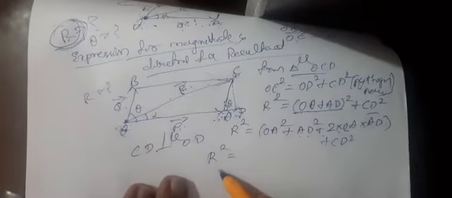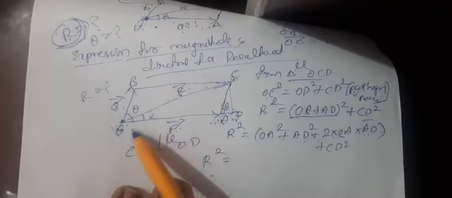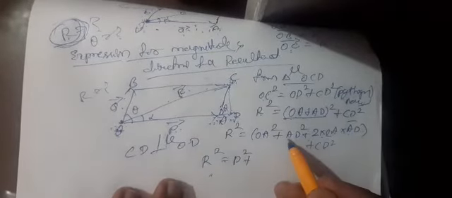A is called OA, AD is called B. Now plus CD square is as it is. So R square is equal to OA square. In the diagram, OA is the vector P, so that is P square plus AD square.